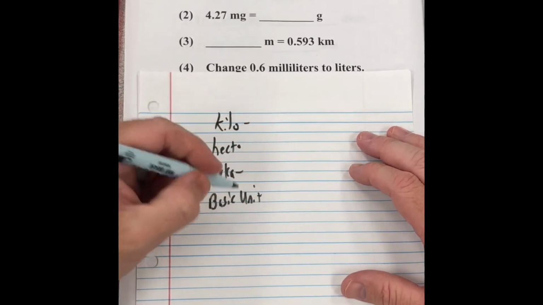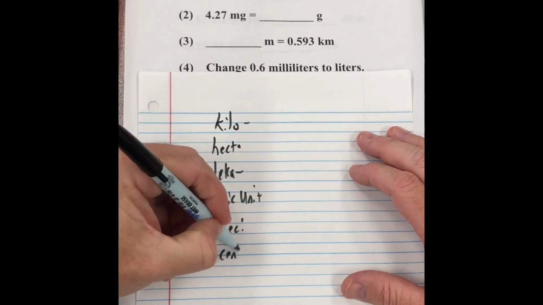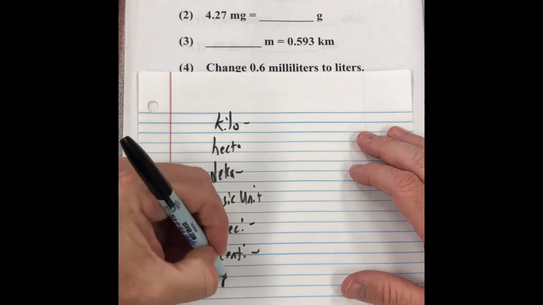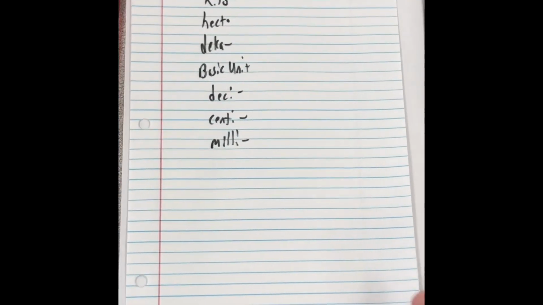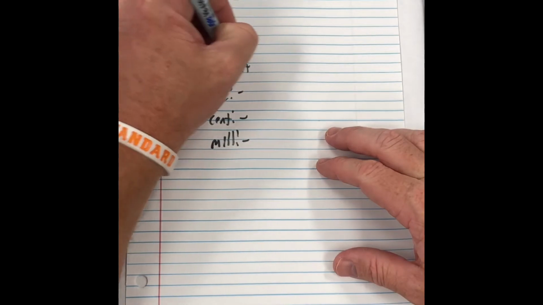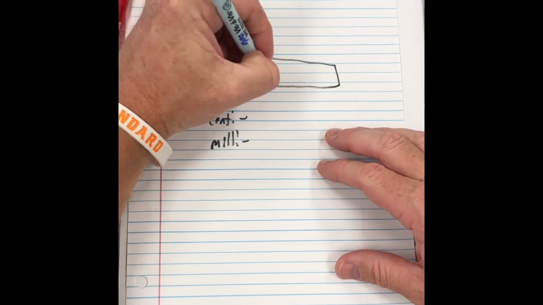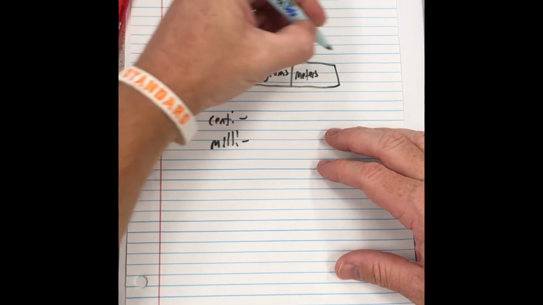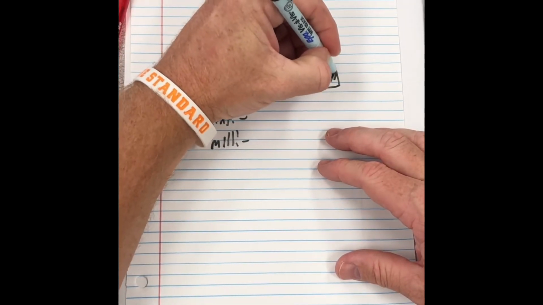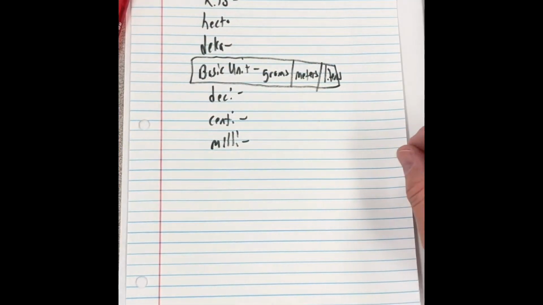As you can see here, I'm writing this out from memory. Your basic units are grams, meters, and liters.